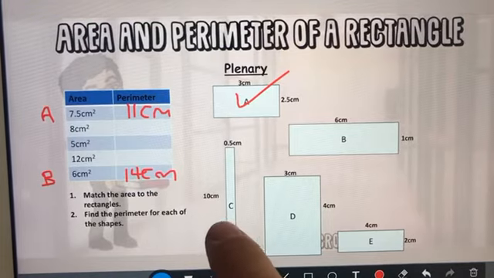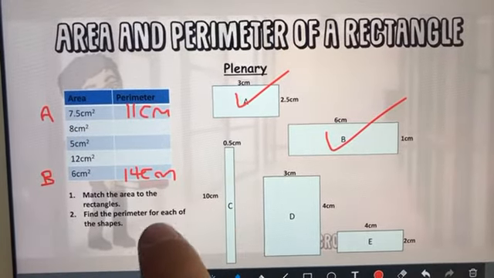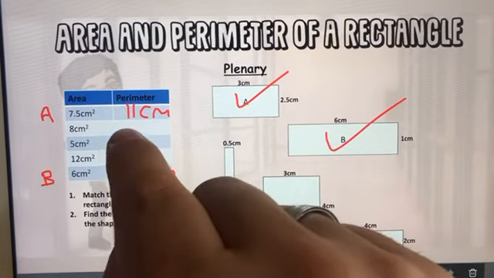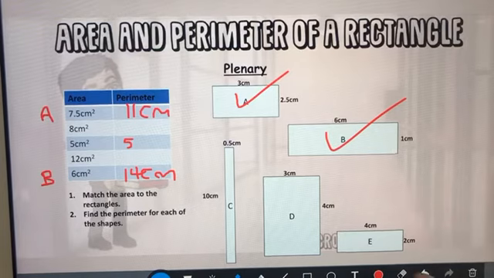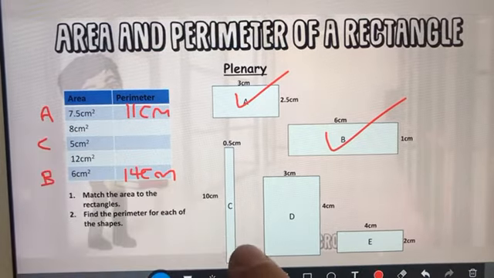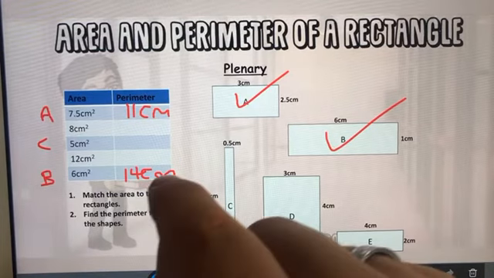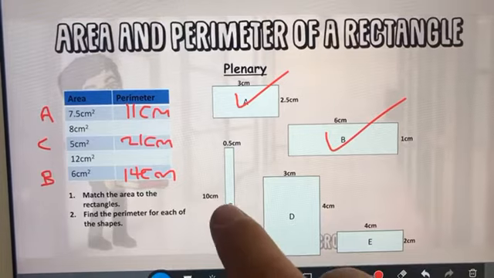Okay, shape C, I'm going to go through each one. Shape C, 10 times 0.5, 10 times a half gives you an area of 5 centimeters squared. So that's that one. Okay, 10 plus 0.5 plus 10 plus 0.5 is 21 centimeters for the perimeter. So that's shape C then.